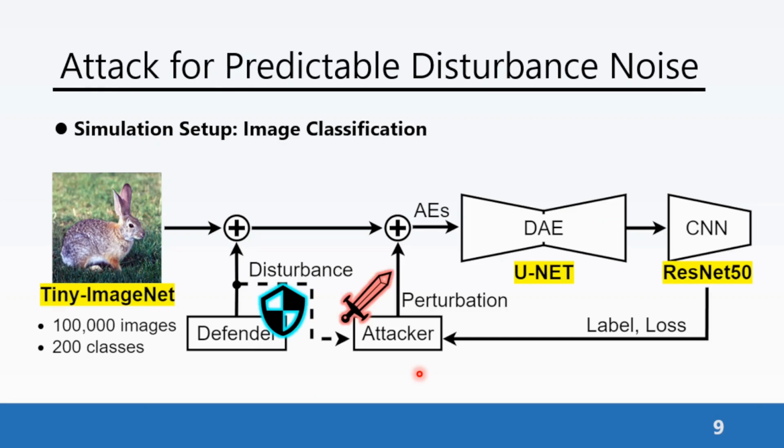We have verified the recognition accuracy under the adversarial attack. The attack used Tiny ImageNet as a dataset, and the unit structure was DAE, and ResNet 50 was the CNN. Tiny ImageNet is an image classification task. The attacker predicts the disturbance noise and makes a small change to the image.